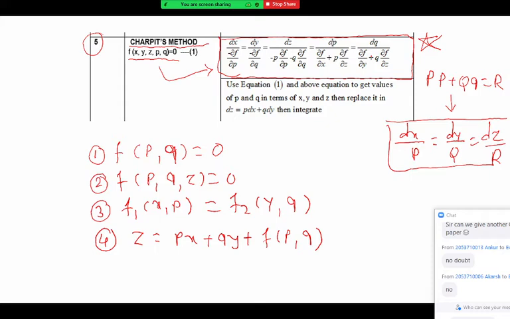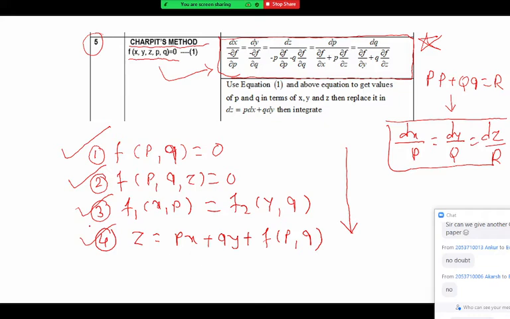Now, how to identify the problem first? You have to go in this sequence only. First of all, see the given PDE. If only p and q are present, use method 1. If only p, q, z present, use method 2. If xp and yq are present, use method 3. And if it is in the Clairaut's form, use method 4. And if all x, y, z, p, q are present, you can solve it by Charpit's method.